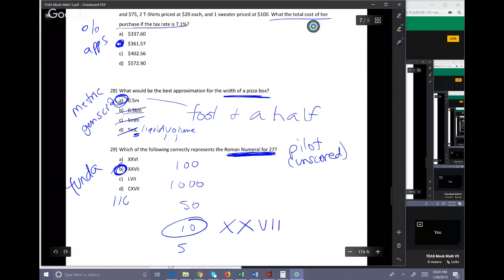So this is 117 for D. So that's way too big. Anything with a C is going to be too big for a number like that. L represents 50. So again, that's too big. This would be 57. And then this one's very close, but it's 6 instead of 7. So this is 26, 27.